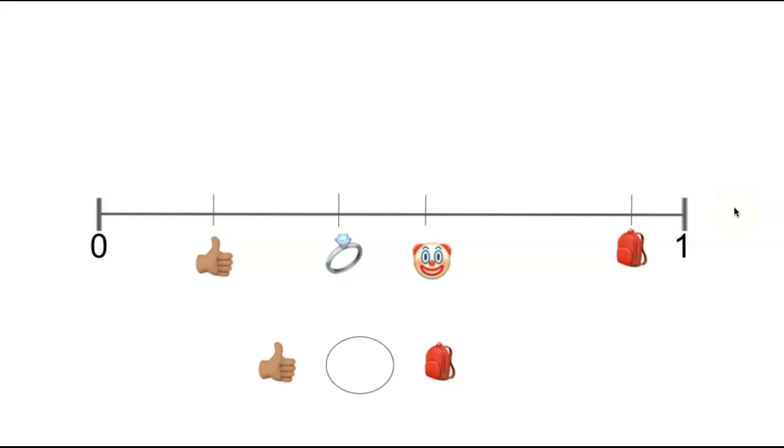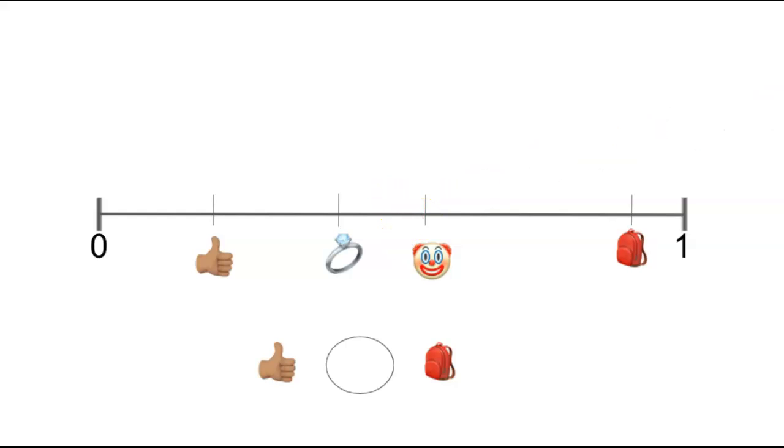So sometimes what I like to do is I like to bring out the emojis again. And I'd like to say which one is greater, the thumb or the backpack? And they'll say the backpack because it's closer to 1. And then I would ask them, okay, which one is greater than 1/2 and close to 1/2? And they would say the clown. I would probably eliminate these, by the way. I would say which one has a value of less than 1/2, and they would say the ring.